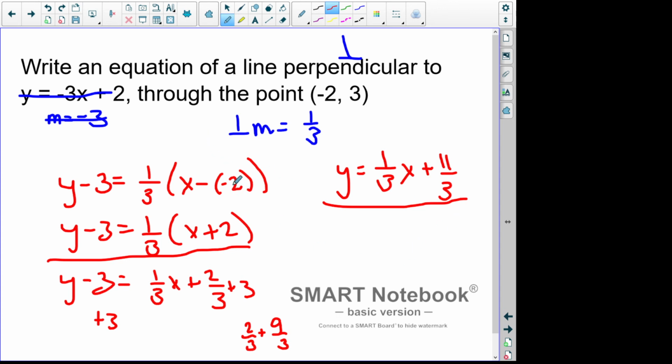So that's really our goal today. First, understand what parallel and perpendicular mean. What do those words mean, and mathematically, what do they imply? And then the second part is to be able to find lines and find slopes that are parallel or perpendicular to other lines.